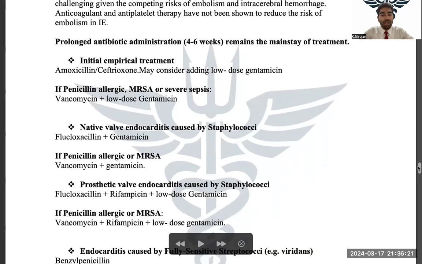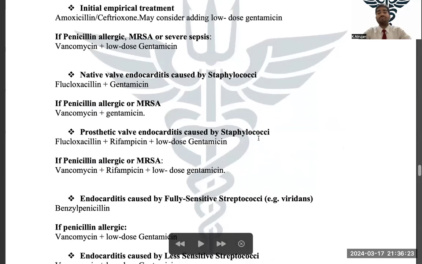Okay. And prosthetic valve, staph positive: flucloxacillin plus rifampicin plus gentamicin. So for prosthetic valve, you add rifampicin for the same staph. One more. If the patient is again penicillin allergic or MRSA, it is the same regime for prosthetic and native. What is different between prosthetic staph and native staph is the addition of rifampicin. So that's the basic difference. Okay, understood?